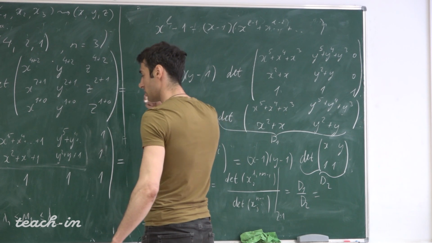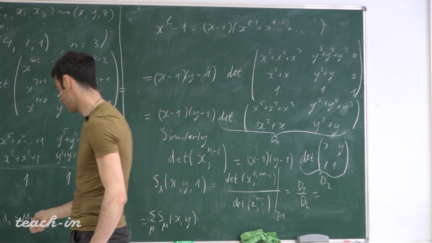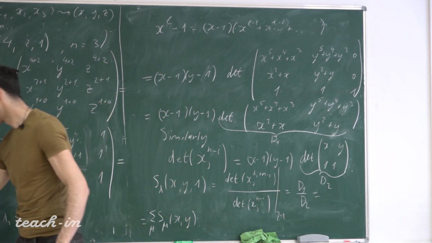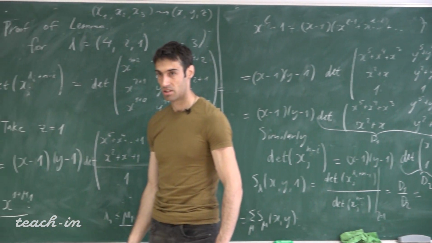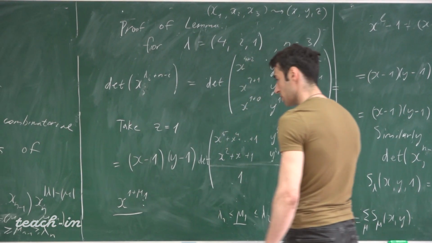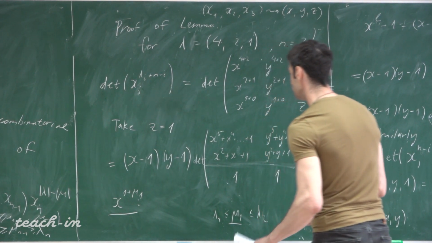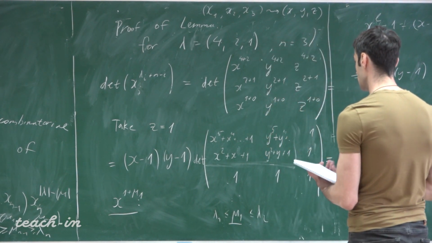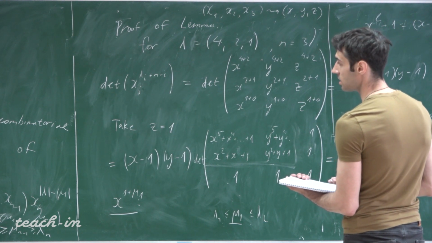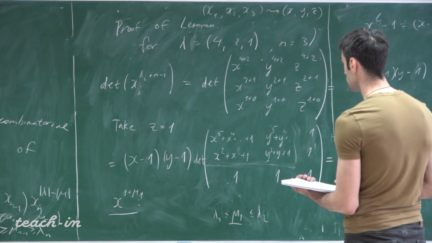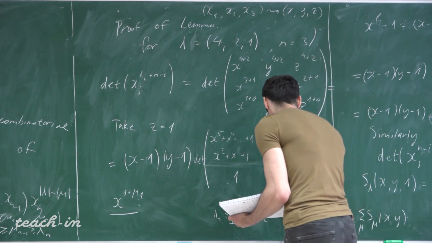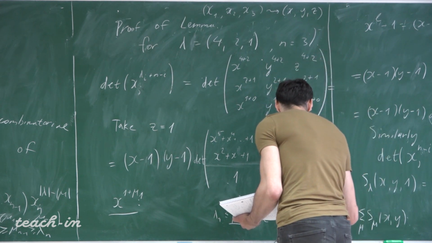The entry in the numerator of S mu is given by mu1, and it should be like this. So mu1 is between lambda 1 and lambda 2. Lambda 1 is 4 and lambda 2 is 2. So mu1 can be 4, 3, or 2.